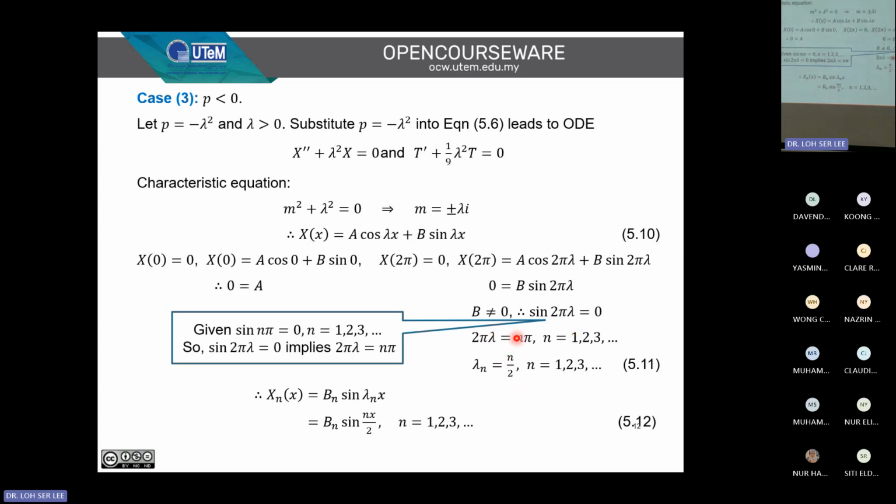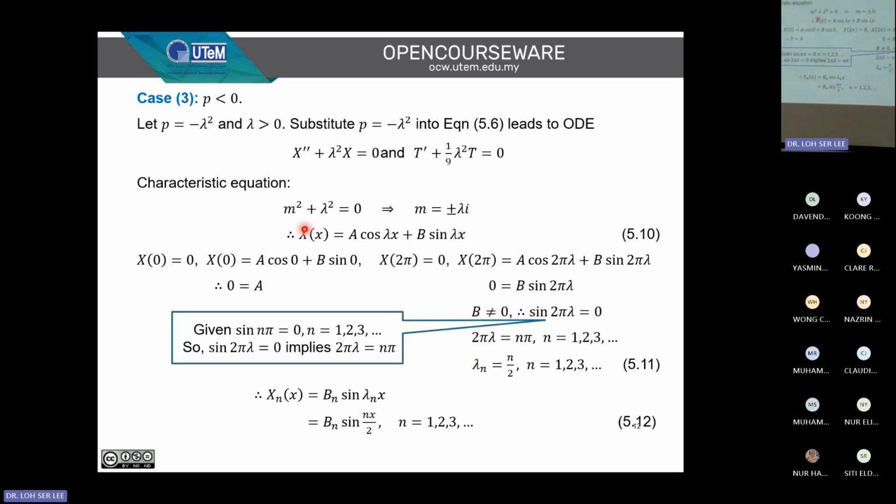The n is natural numbers, that means 1, 2, 3 up to infinity. And you see that your lambda is now lambda n. There's a subscript n here because n can be 1, can be 2, can be 3, and so on. That's why we can't say that this is lambda, this is lambda n. That means lambda 1 is 1 over 2, lambda 2 is 2 over 2. This is a kind of series.